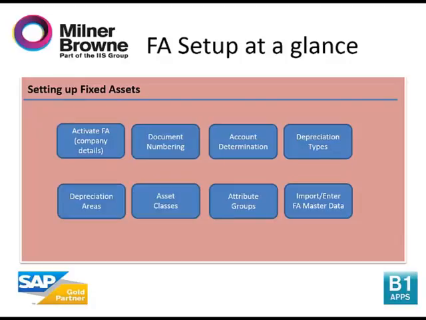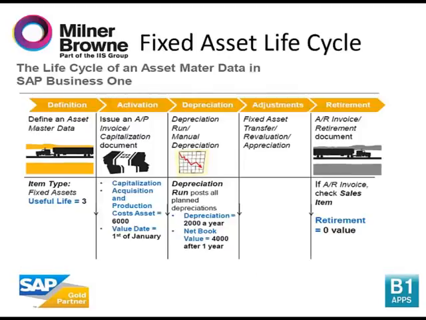Okay, just moving back there to our next step, let's take a look at the fixed asset lifecycle. So what happens basically when you define a fixed asset within your system? Looking at this, as an example, we have a definition for fixed asset master data for a truck. And we have the item type as fixed assets with a useful life of 3 years. So in this example, we have a new truck that we've purchased at the beginning of the fiscal year.